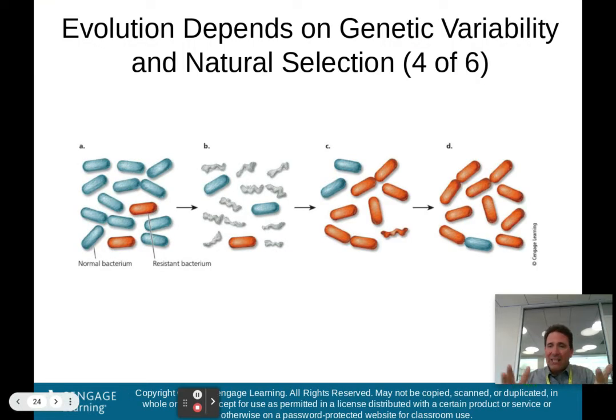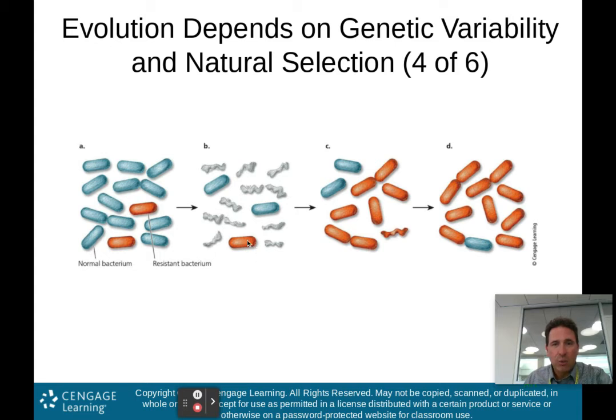So again, something to think about, okay? And this is basically what I'm talking about just in visual form, right? You have the normal bacteria. Here's a group of bacteria, normal in blue. They're resistant to whatever, again, pesticides or antibiotics or whatever. You have two. So most of these die off, right?